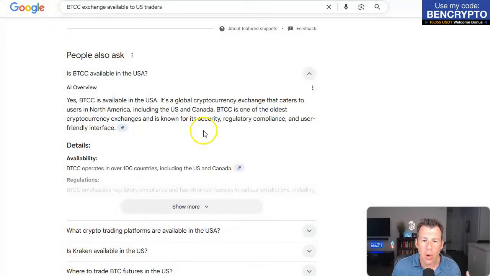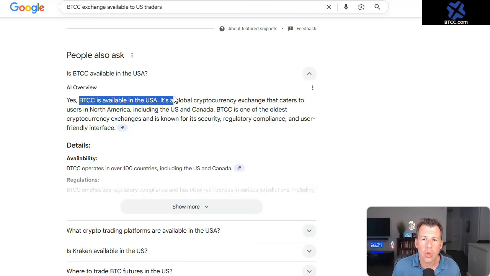Now, as for BTCC's history and availability, it is fully available to USA traders like myself, also to Canadian traders, European traders, and pretty much everywhere else. No VPN is needed. No KYC is even needed up to certain limits, so no strings attached. They have all the licenses that are necessary for USA traders, so that's a huge, huge advantage.